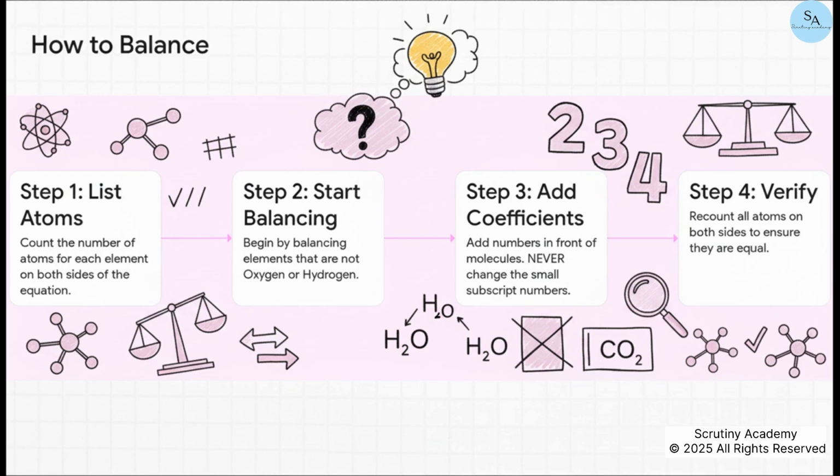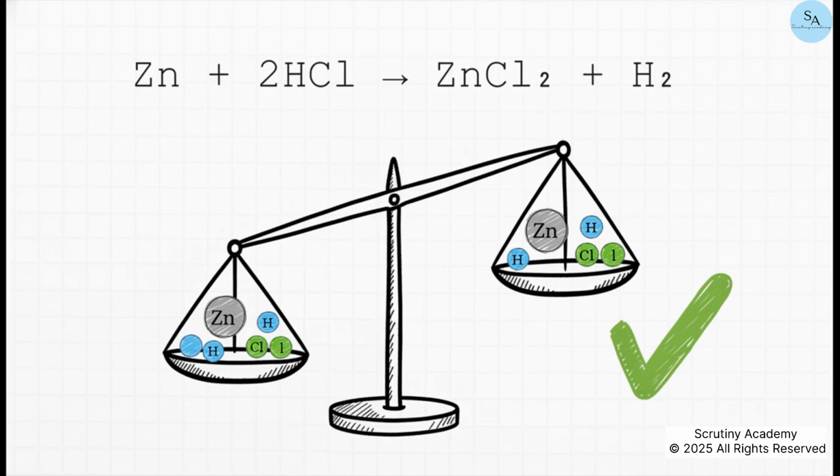So how do we fix this? We use something called the hit and trial method. It sounds fancy, but it just means we're going to nudge the numbers around until it all adds up. The most important thing to remember is step 3. You can only add big numbers, coefficients, in front. You can never, ever change those little subscript numbers. So to fix our problem, we just put a big 2 in front of the HCl on the left.